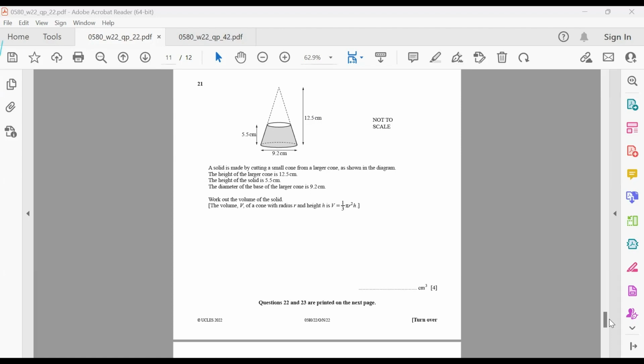So we know that the ratio of the height is 12.5 upon 5.5. So now I'm drawing to give us 12.5 on 5.5. And the radius is basically, oh no, wait.